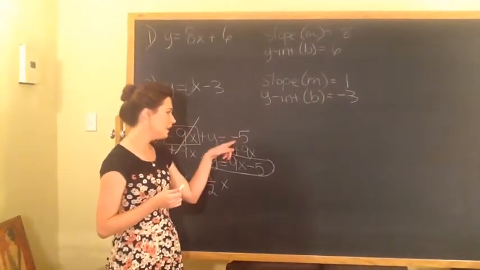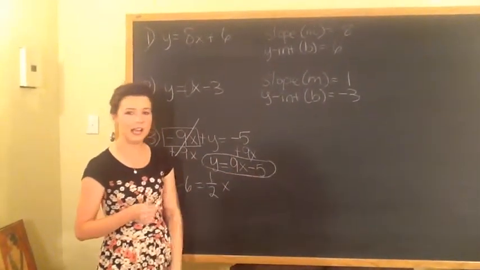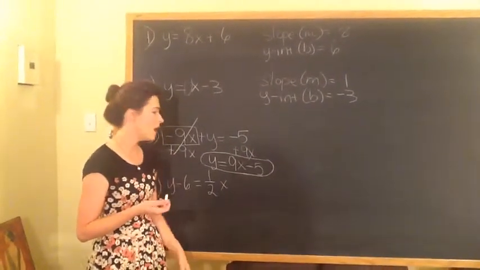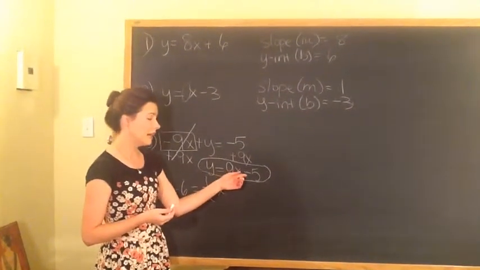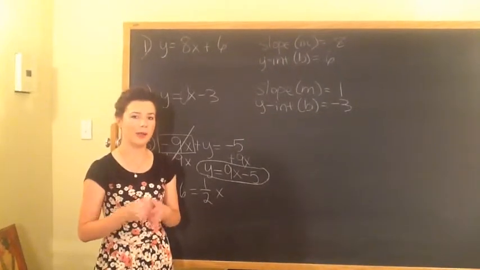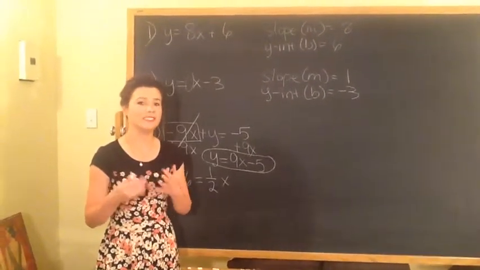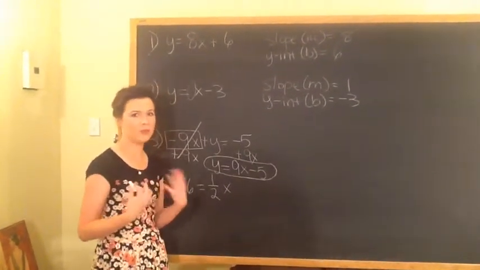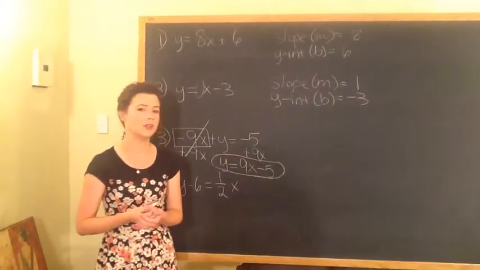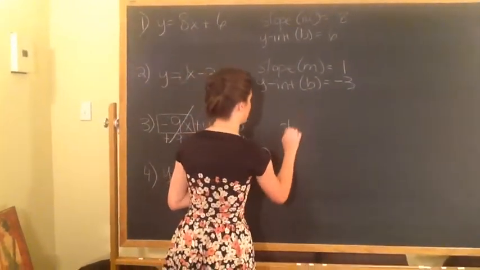Now, even though it's negative 5 plus 9x, and you might want to write it that way, I put it as 9x minus 5 just so that I can keep it in the formula, which is y equals mx plus b. The x term comes before the b, so I put it before the b, so I can keep it in the same form all the time.